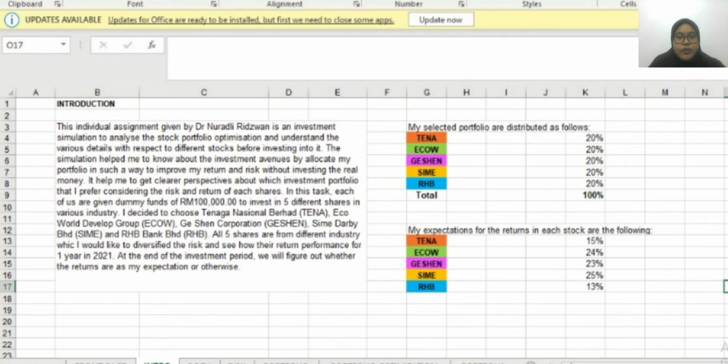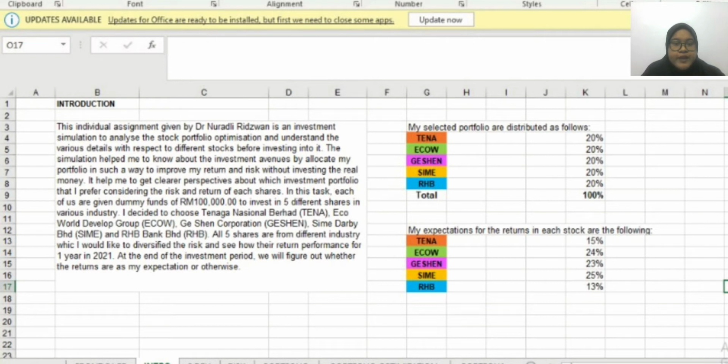So today I will present an assignment from the portfolio, in which we are given 100% ringgit as dummy fund to invest in 5 different shares in various industries. Therefore, the stocks I have chosen are Tenaga Nasional Berhad, Ecoworld Development Group, Jishan Corporation, Sandar Berhad and RHB Bank Berhad. And here is the selected portfolio distribution, where each stock is weighted at 20%.